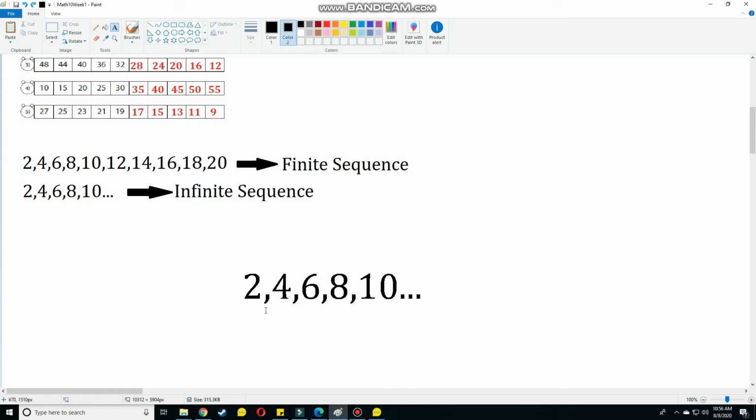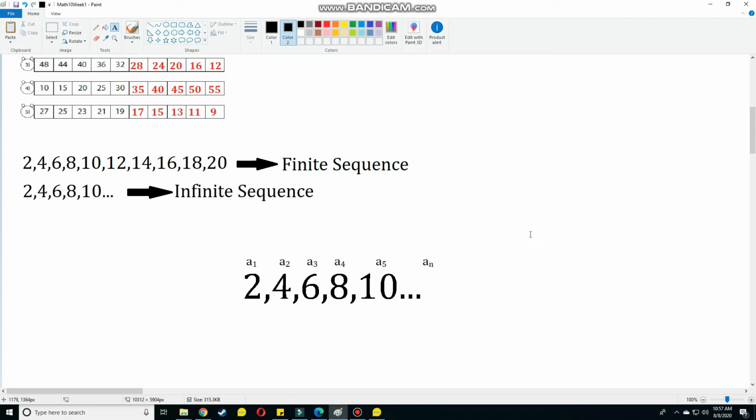Now, for example, we have the same example, 2, 4, 6, 8, 10. As we could see, 2 here is our first term, 4 is our second term, 6 is our third term, 8 is our fourth term, and 10 is our fifth term. And it goes beyond to the specific term that we are finding. Now, in this case, it is very easy for us to find its next few terms.